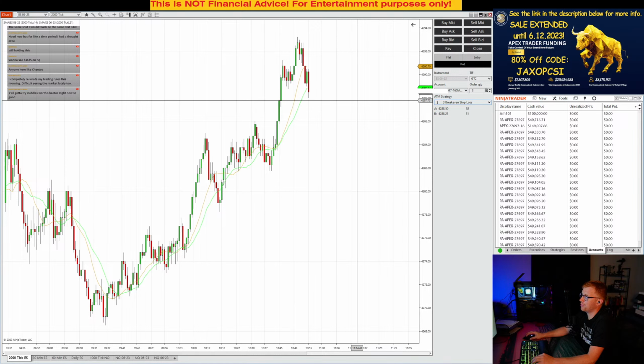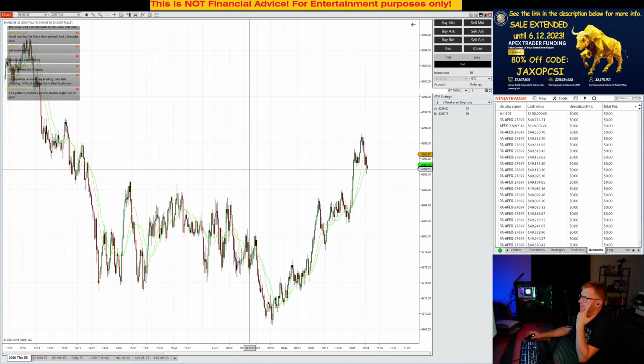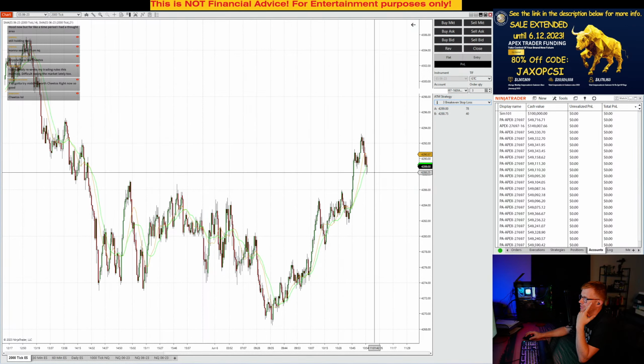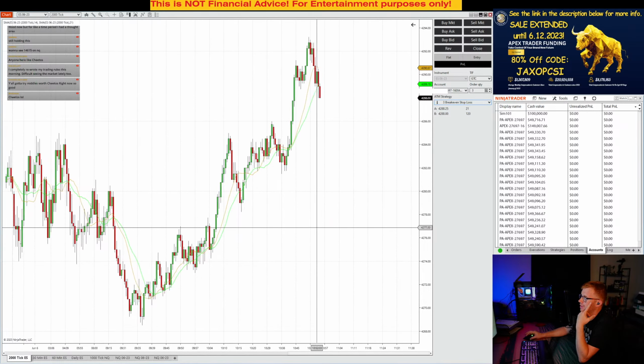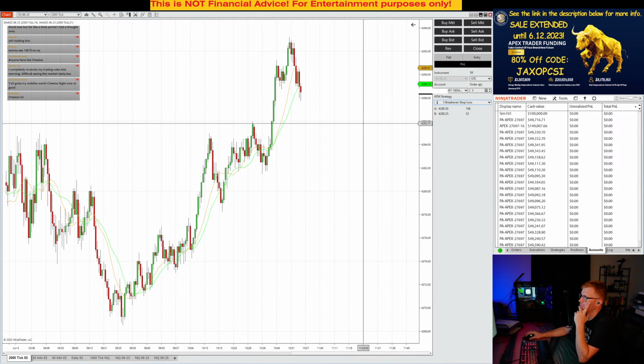All right, pulling back more now. We were at this little area of consolidation from yesterday where there could be some resistance, so I just need to be careful here. Even if we can pull back to this 42.86 maybe.